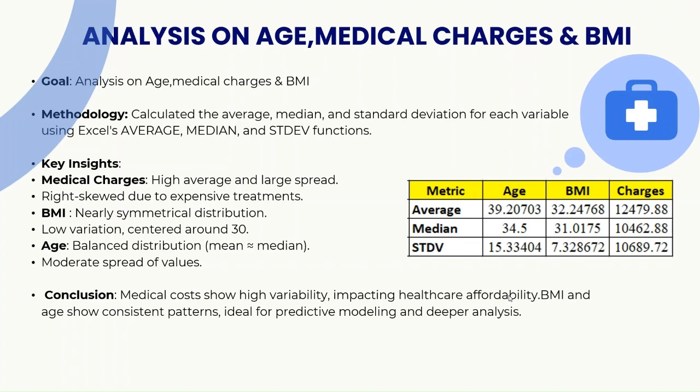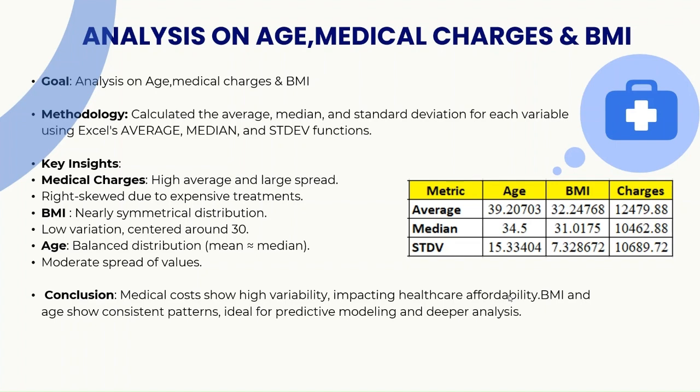the distribution of BMI is fairly symmetrical, with moderate variability. The standard deviation is 6.10, which shows that most BMI values lie reasonably close to the median. For the age, you will get a balanced distribution. The average is 39.21 and the median is 39.00, nearly identical, indicating a normal or symmetrical age distribution.